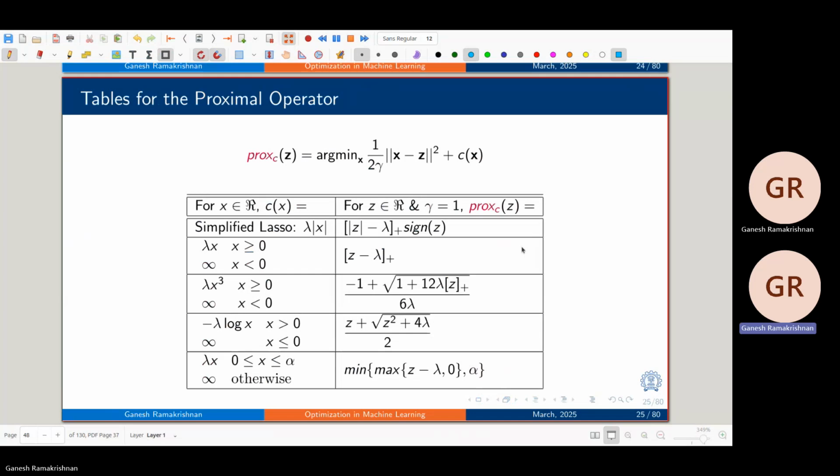Let's look at some of the others. So this lambda x with x greater than or equal to 0 is very much like lasso. It is just clipping z minus lambda. Simplified lasso is, of course, basically saying the absolute value of z minus lambda, right? The positive part of that, times the sign of z.